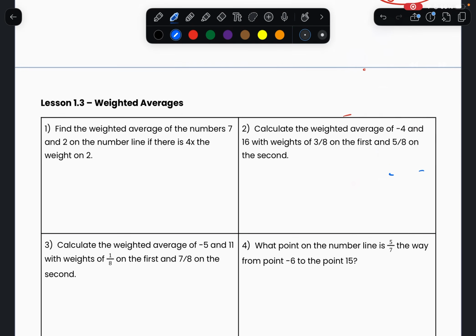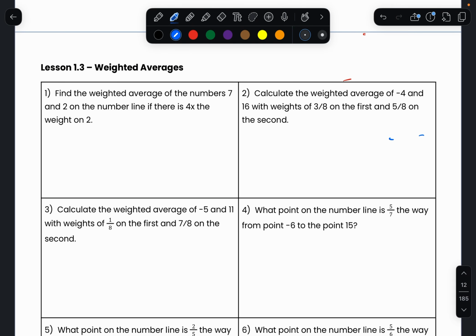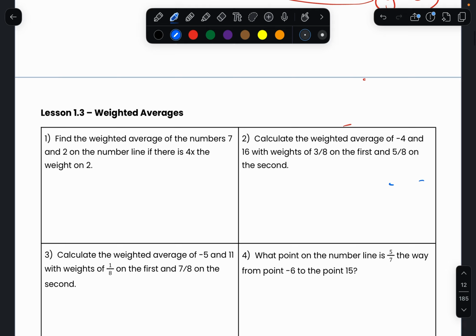Hey guys, so today let's go over weighted averages. Now before we learn how to calculate it, let's first of all go over what a weighted average is.